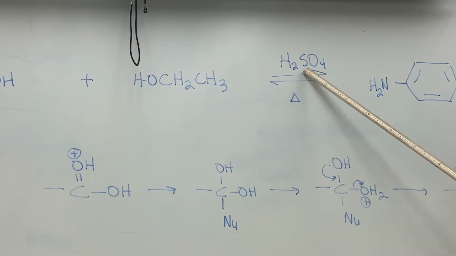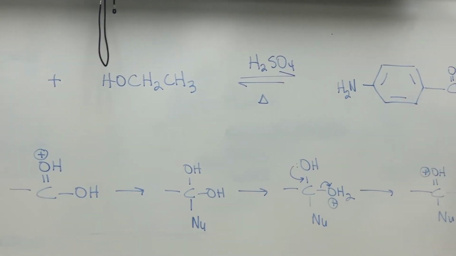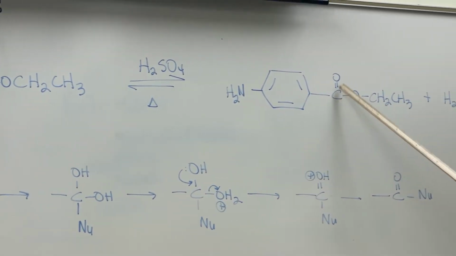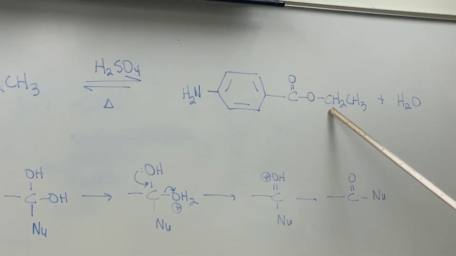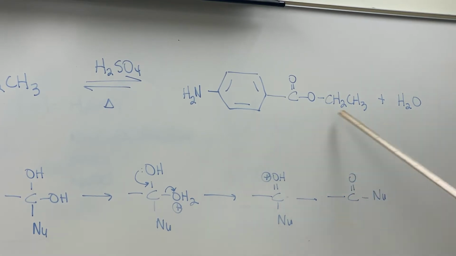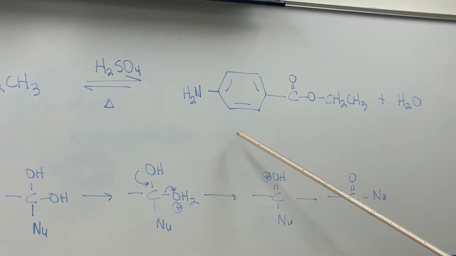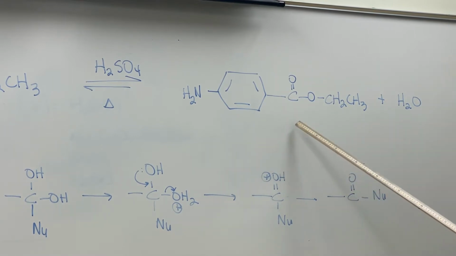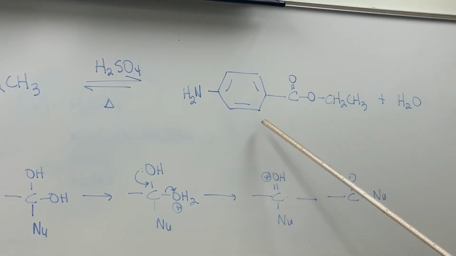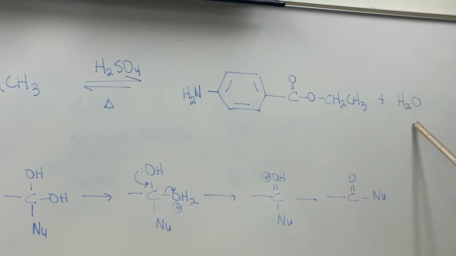And then notice we're also using sulfuric acid. The sulfuric acid is going to serve as our catalyst. The end product that we're going to make is an ester. We've got the C=O-C linkage, and we're making ethyl para-amino benzoate as our product, also known as benzocaine, which, I think most everyone knows, is a topical anesthetic. We release water in the process.